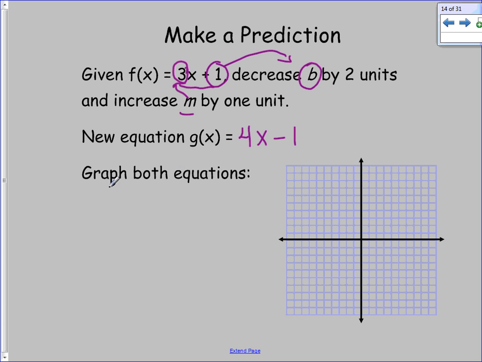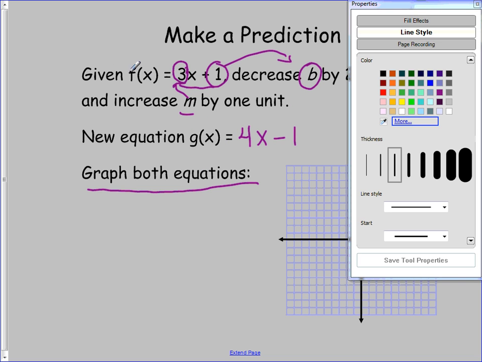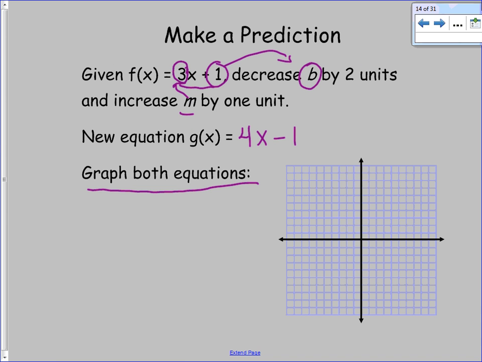Graph both equations. Use your calculator to graph both equations. This is the last problem of the day, and then you guys are going to work on your packets. I'm going to graph by hand. The first equation is plus 1, sorry, I got that wrong. So plus 1, and then I've got 1, 2, 3 over 1.